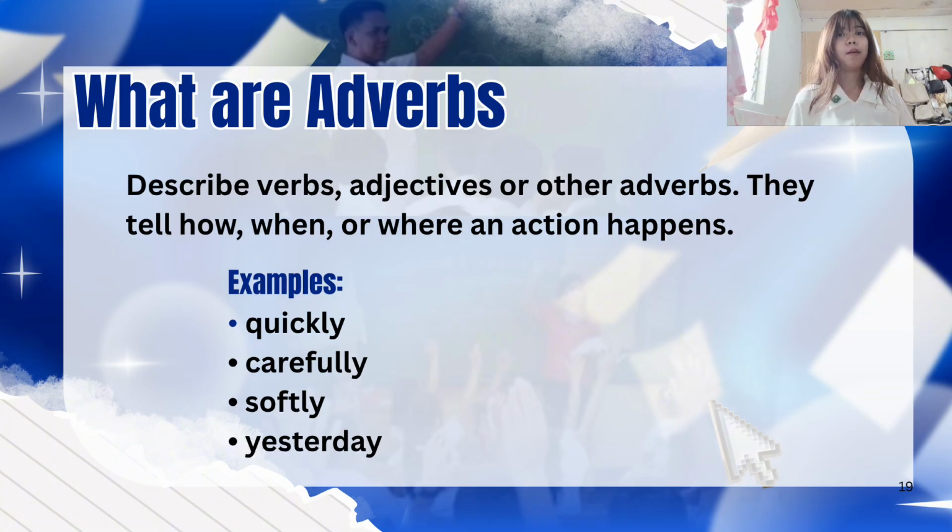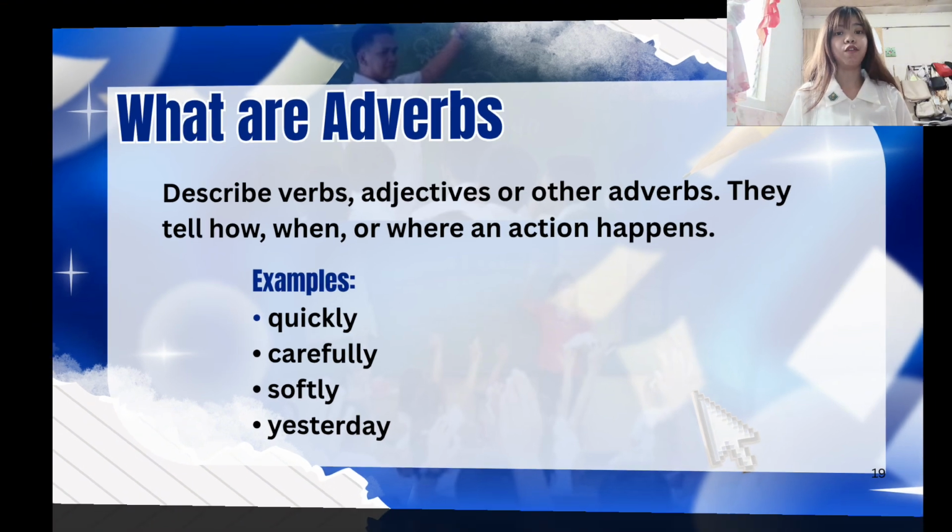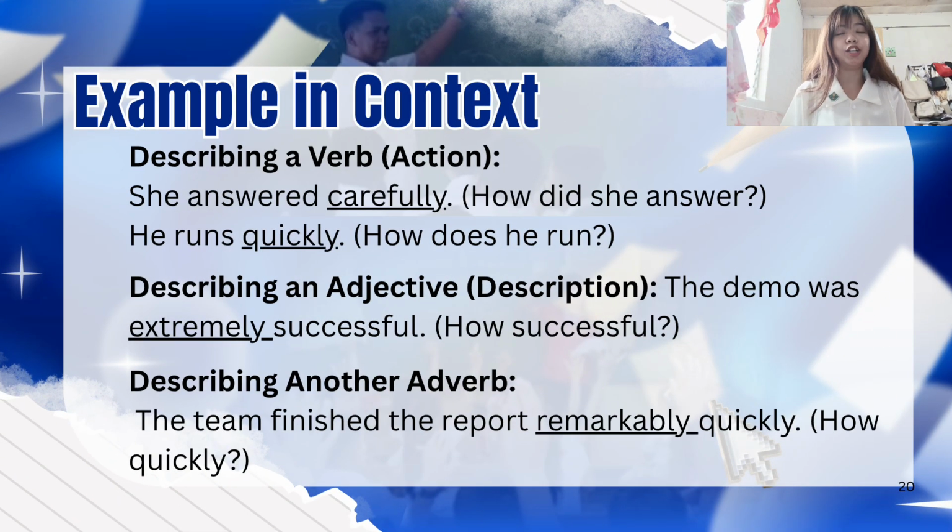Now, here are the examples of adverbs: quickly, carefully, softly, and yesterday. Now, here are the examples of adverb in a context to further understand. Describing a verb. She answered carefully. The question is, how did she answer? And the adverb of the sentence is carefully because it is describing how she answered. Now, here's another one. He runs quickly. How does he run? The adverb of the sentence is quickly because it describes how he runs.